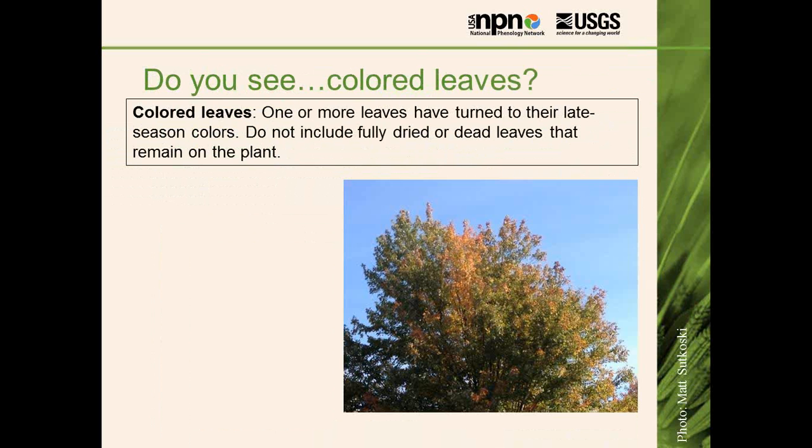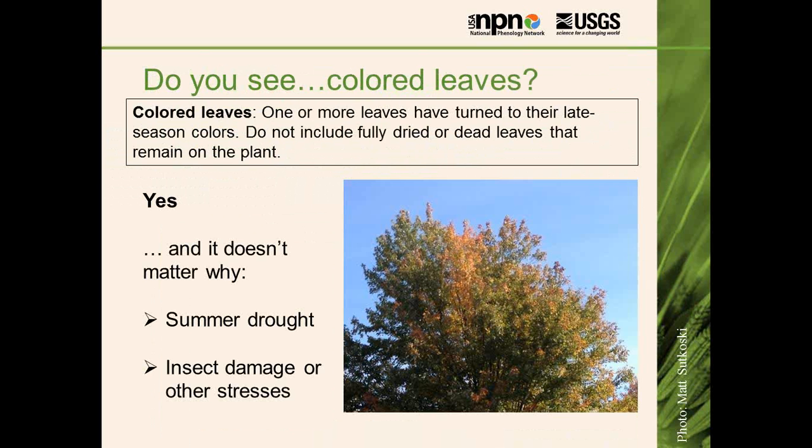Moving on to colored leaves, the definition for this is one or more leaves have turned to their late season colors, do not include fully dried or dead leaves that remain on the plant. So for colored leaves, you would report a yes, such as for this example here, and it doesn't matter why. So you might report this for the typical late season colors that appear in the fall, but you can also report leaves, for example, for summer drought or insect damage. As long as they're turning those late season typical fall colors, it doesn't matter the reason.